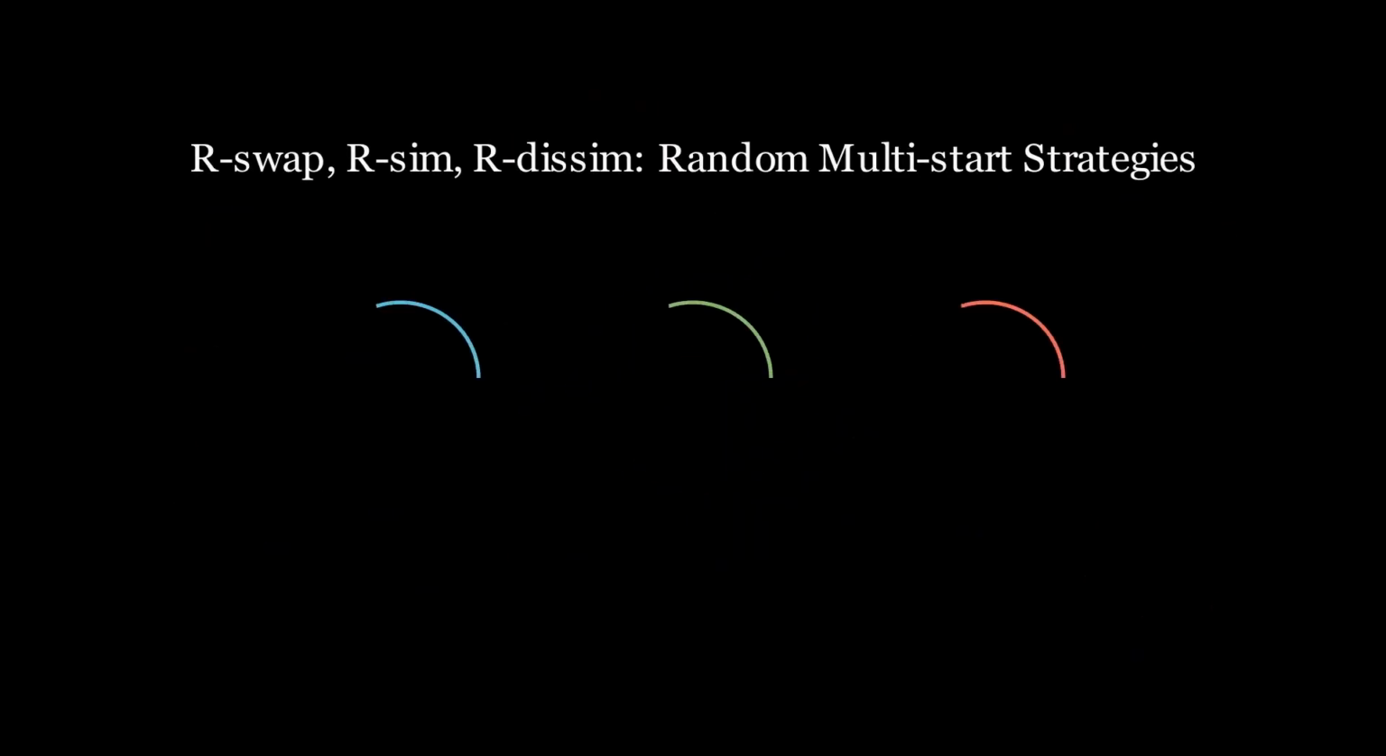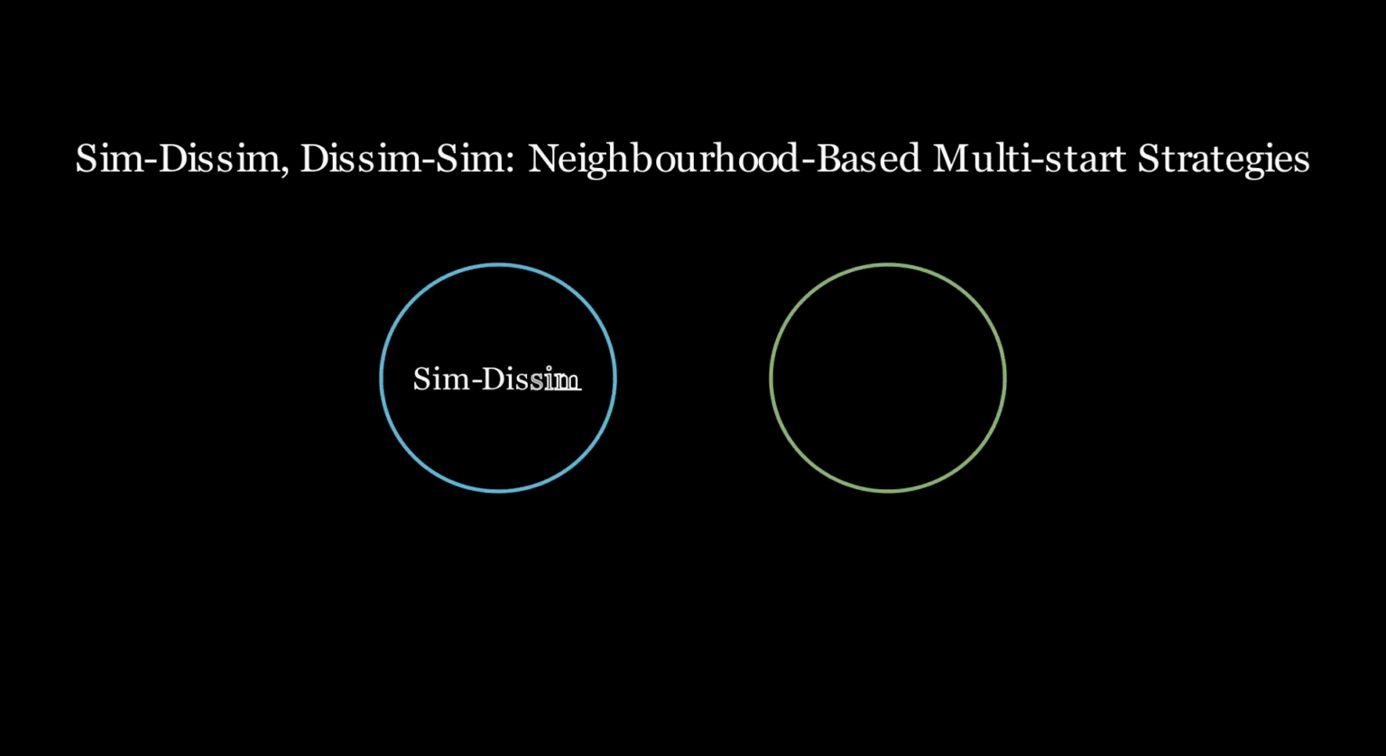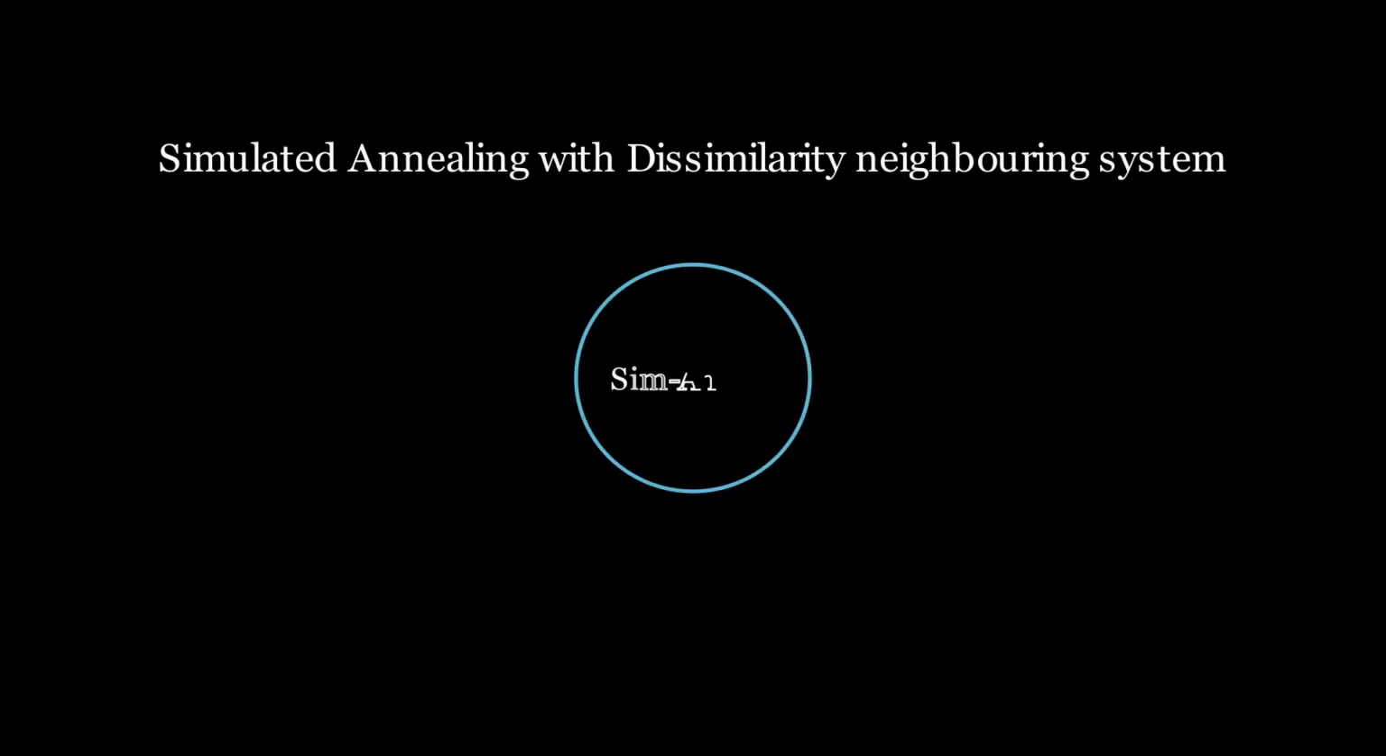The first 3 algorithms, rswap, rsim, and rdissim, consist of random multi-start with one swap, similarity, and dissimilarity neighboring systems, respectively. The sim-dissim algorithm performs the local search with the dissimilarity neighboring system and performs the restart using the similarity neighboring system to generate new starting solutions. The dissim-sim algorithm does the same, but with the neighboring systems reverted. Lastly, we also implemented the simulated annealing algorithm with the one-swap neighboring system.